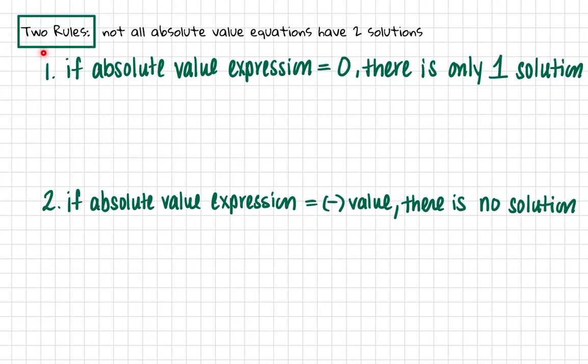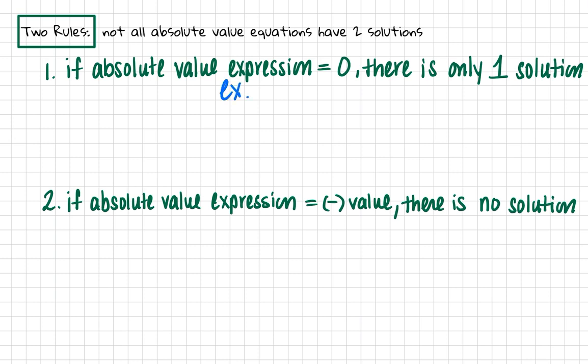Now, we have two rules that'll show that not all absolute value equations have two solutions. The first one states that if the absolute value expression is equal to 0, then there's only one solution. And if it's equal to 0, you don't have to do a positive or a negative. You can just remove the brackets and solve. And then the second one is that if the absolute value expression is equal to a negative value, then there's no solution, because we already said that you can't have a negative value as a result of absolute value.